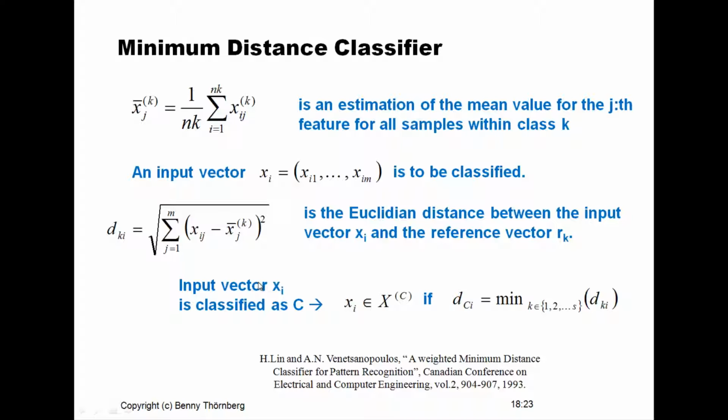Then an input vector x_i is classified as belonging to class C if the distance from the input feature vector x to class C is the minimum, the smallest one, when computed for all the classes k. If it's the minimum, then we make the decision that the input vector x_i belongs to class C, which is then the output of the classification.